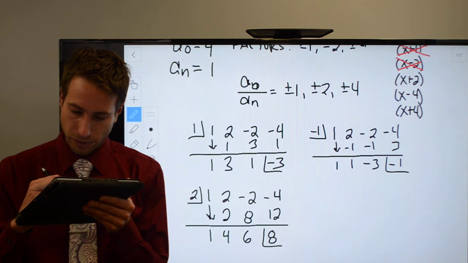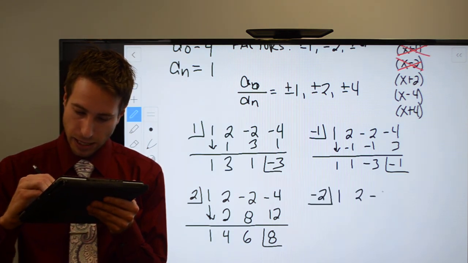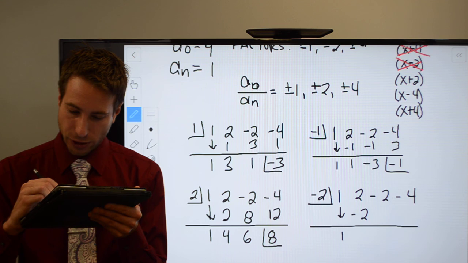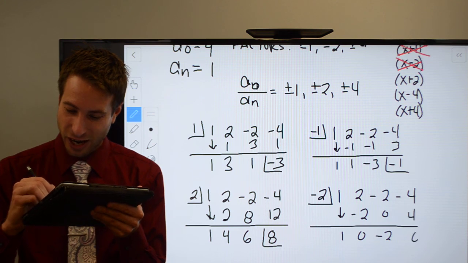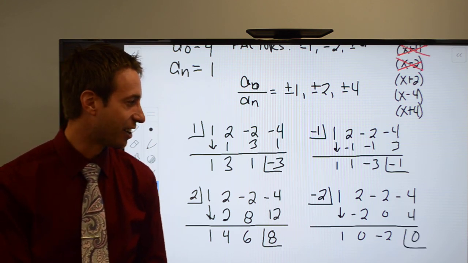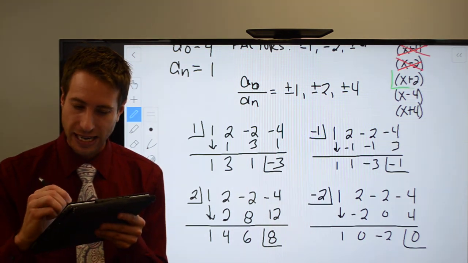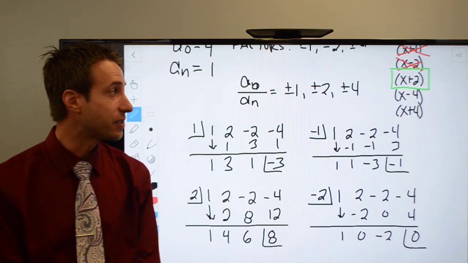Next, set this equal to 0 and solve. I get a negative 2. 1, 2, negative 2, negative 4. Bring down the 1. Okay, that's going to give me a negative 2, which is 0. Interesting. Negative 2 times 0 is 0. That's going to give me a negative. Hey, look at that. We got it. Winner, winner, chicken dinner. We found ourselves our rational zero. It's this guy right here. That's our winner. It gets me a remainder of 0.